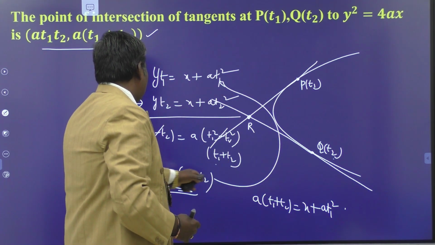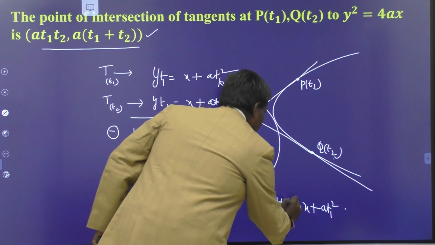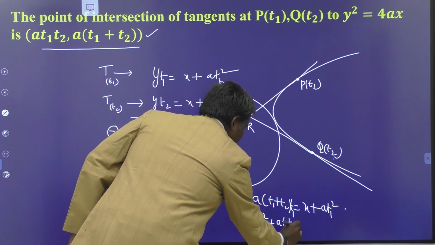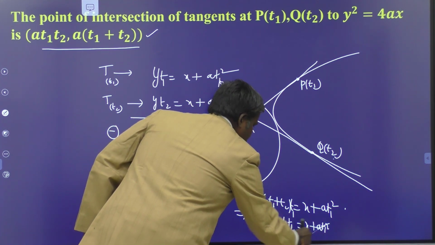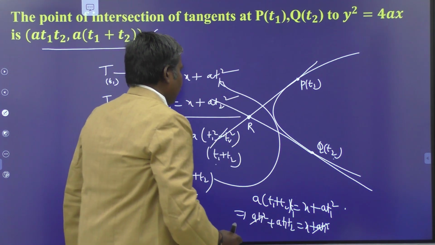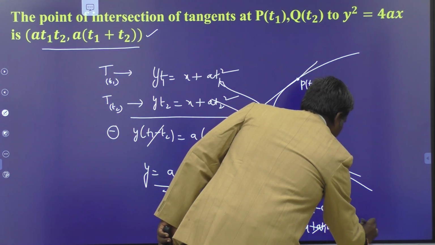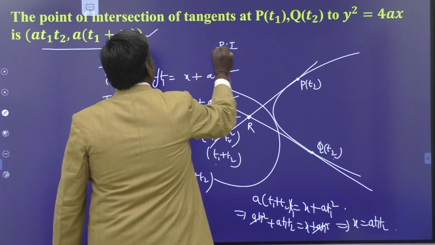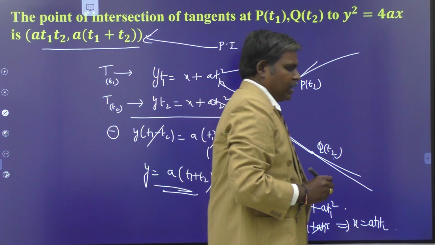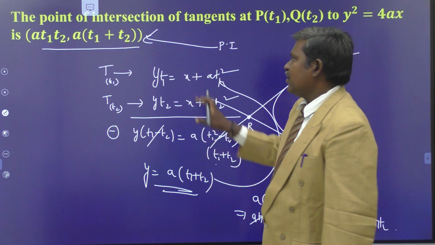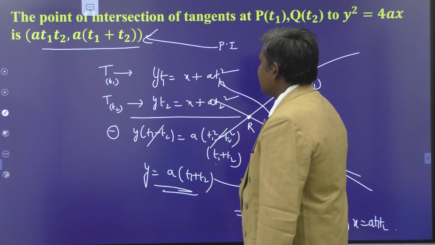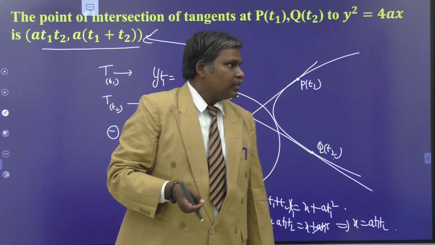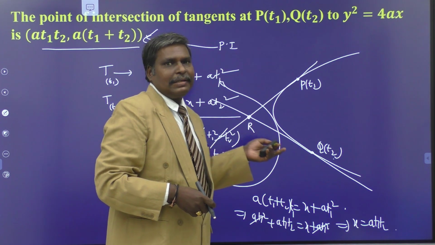What is your y? a(t1 + t2)t1 is there, so it is at1² + at1t2 = x + at1². at1² gets cancelled. Your x coordinate is at1t2. So the point of intersection is (at1t2, a(t1 + t2)). This is the way to find the point of intersection of the tangents. Let us see the next results in the next class.